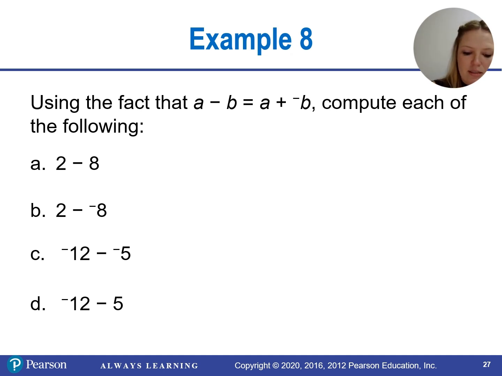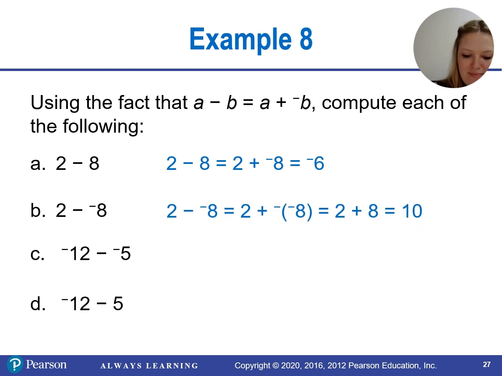these differences. So 2 minus 8 is the same thing as 2 plus negative 8, and that is negative 6. 2 minus negative 8 is the same thing as 2 plus the opposite of negative 8, which is just positive 8, so we are left with 2 plus 8, which is 10. You've probably heard before that two negatives give you a positive. Subtracting a negative is the same thing as adding.